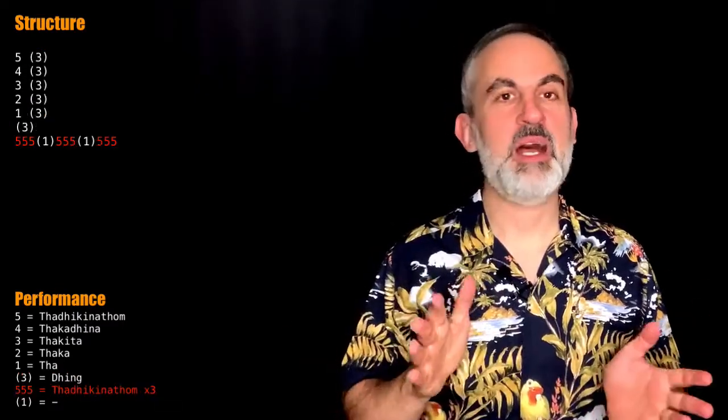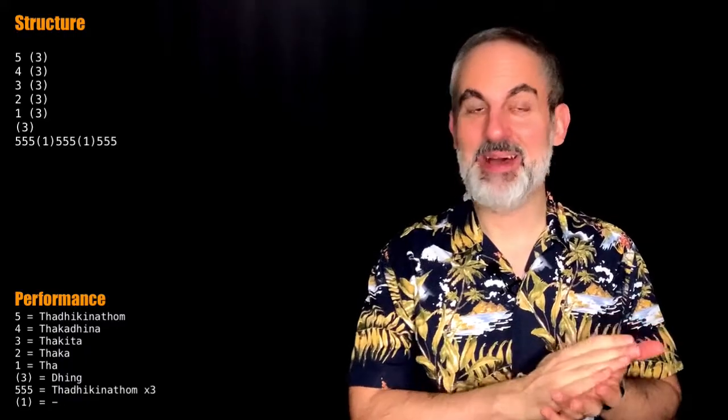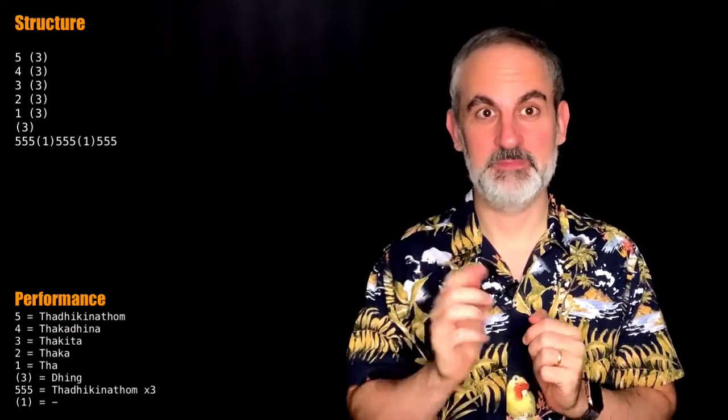And finally, we have this 5-5-5 that, you might think, is very simple because it's Thadhikinathom, Thadhikinathom, Thadhikinathom. That's correct. However, that's all fine when you start performing these phrases on the downbeat, but this is hardly going to happen. So for that, let's take a closer look at the transcription.